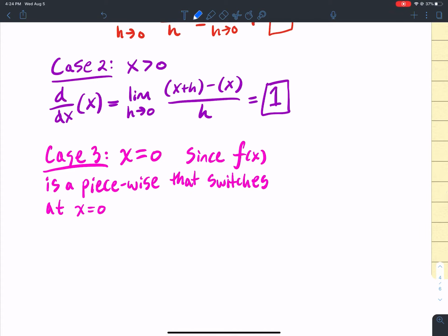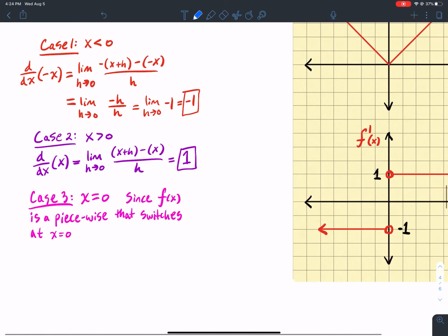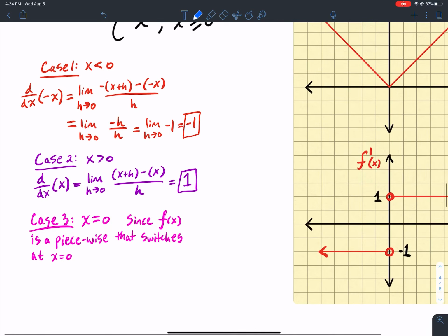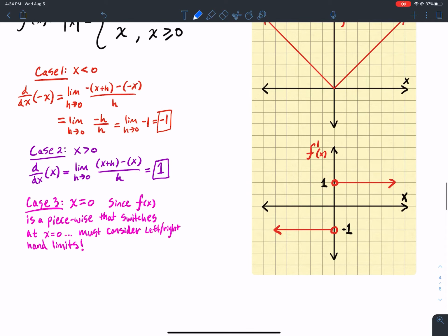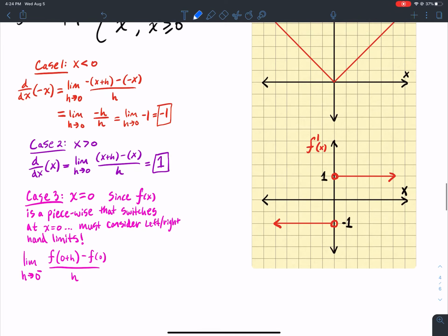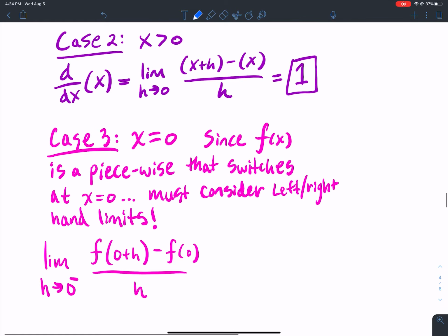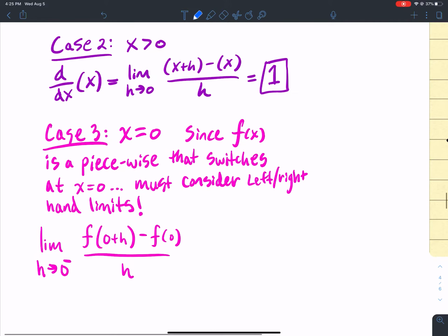Since f of x is a piecewise function, we switch the pieces at x equals 0. So we're switching between these two here. What that means is I need to do left and right-handed limits. Let's do the left-handed limit first. These are x values that are less than 0. That means I'm dealing with the negative piece, okay?